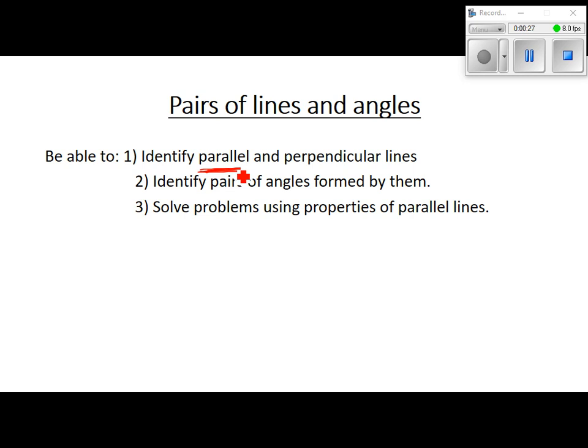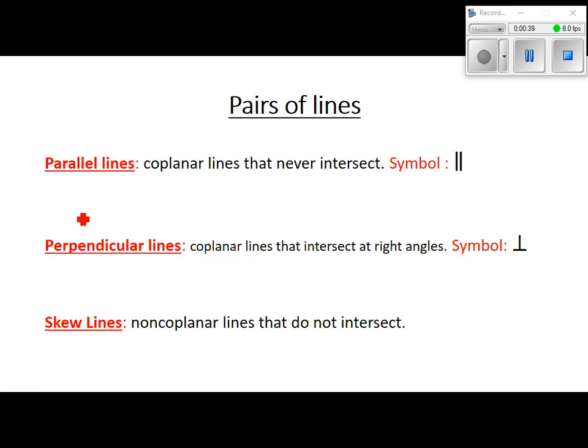lines, dealing with parallel lines. We've talked about perpendicular lines. Remember, that's the upside down T, and they always form right angles, but also parallel lines. Parallel lines are coplanar lines. Remember, that means lines that are on the same plane. So they have to be on the same plane that never intersect. So two lines that are on the same plane that never intersect.